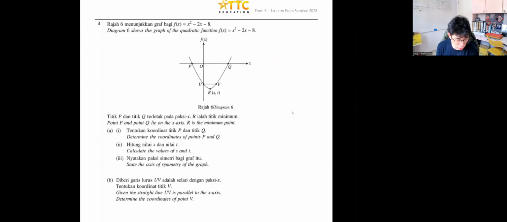Now, diagram 6 shows the graph of a quadratic function, this thing. Now, automatically, when you see the word function, there are a few things that you have to go through. So what are the few things that you're going to go through?